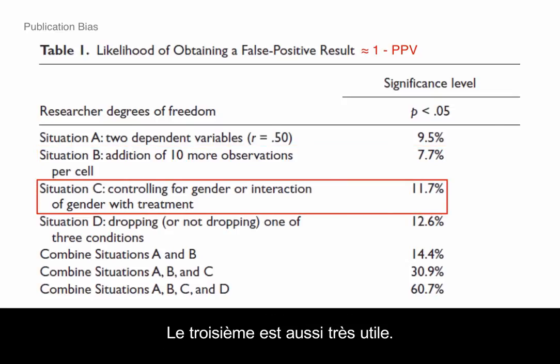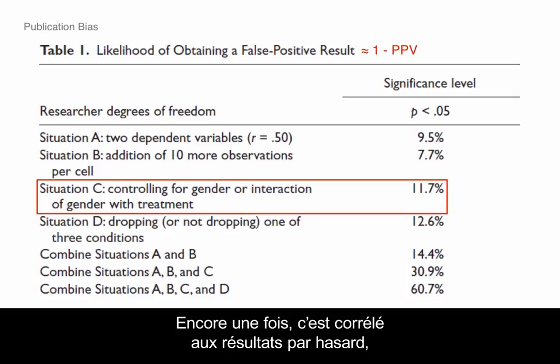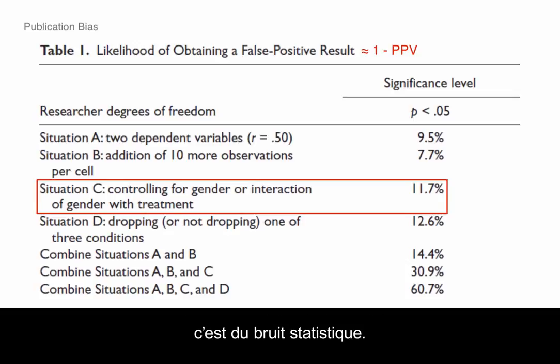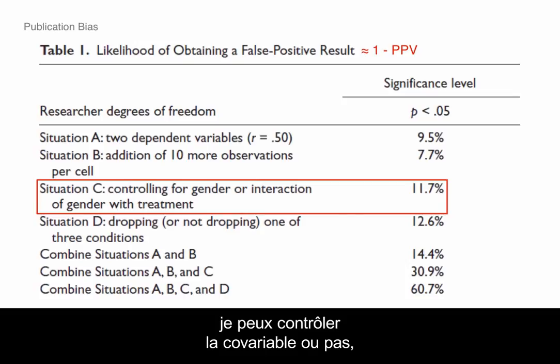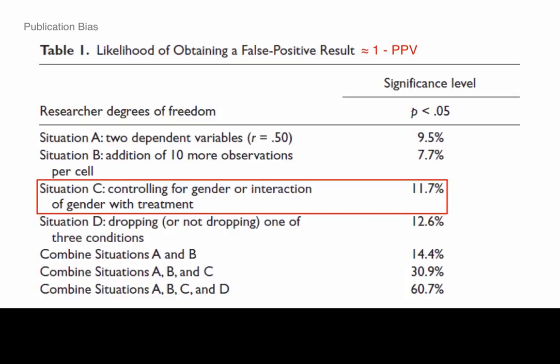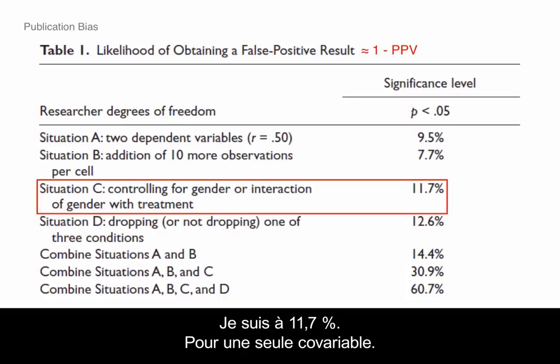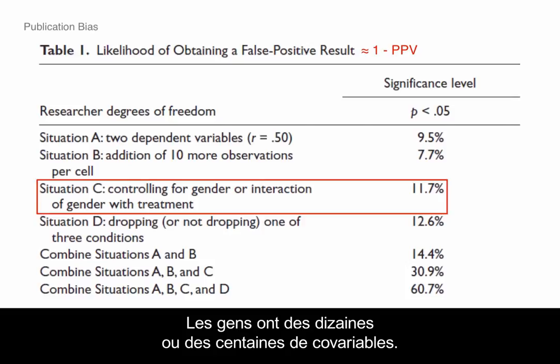3 is really another useful one. What if I just have one covariate, gender? And again, it's correlated with the outcomes through chance here. It's all noise. What if I have one covariate, so I can either control for the covariate or not, or I can focus on the interaction between treatment and the covariate, basically look at subgroups. Those are the things I can do. Will any of those yield a p less than 0.05? I'm at 11.7%. Just one covariate. People have dozens or hundreds of covariates.